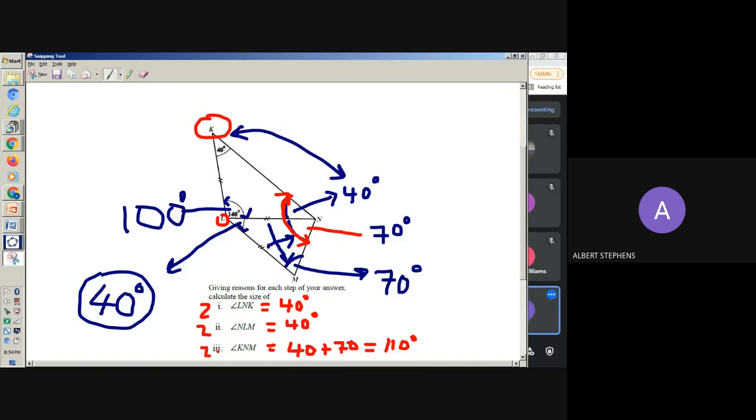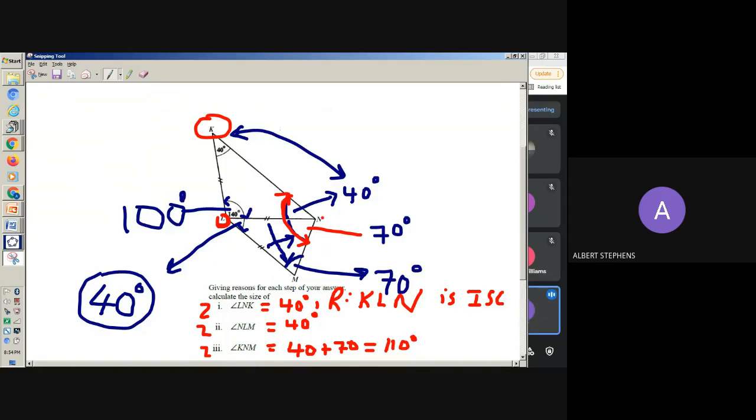So let's look at L and K, and let us see if we can find a reason for the 40. So this L to this N to this K. The reason why we got it to be 40 is that we reasoned it out to be that this triangle is what? So KLN is an isosceles triangle. All right, so that's your reason. The reason is KLN is an isosceles triangle. I don't have any space to write the word. So that's your reason.